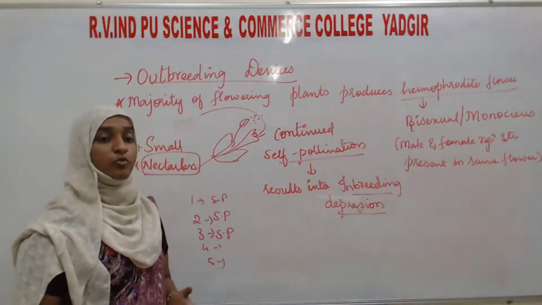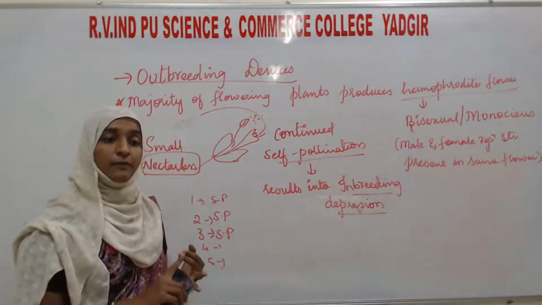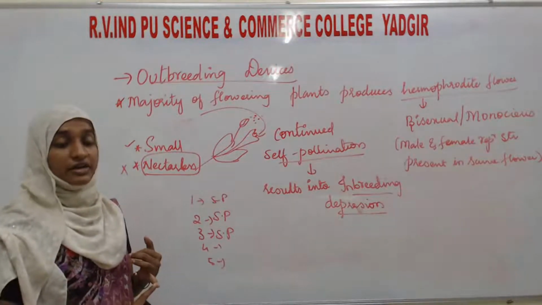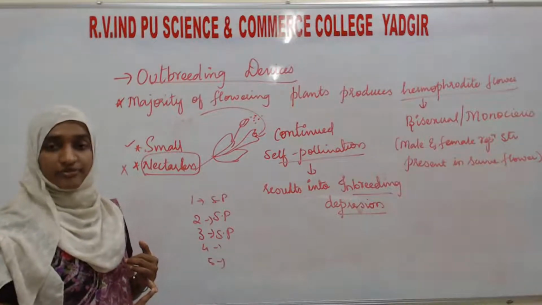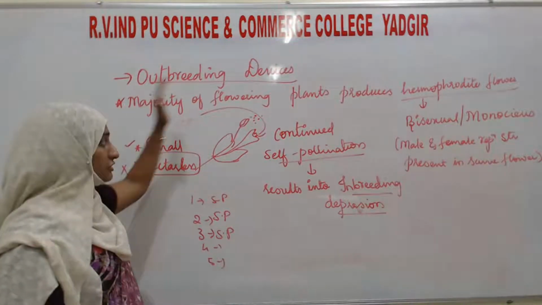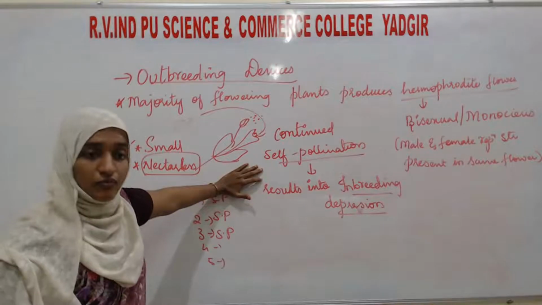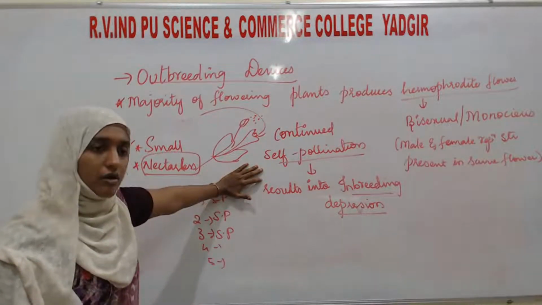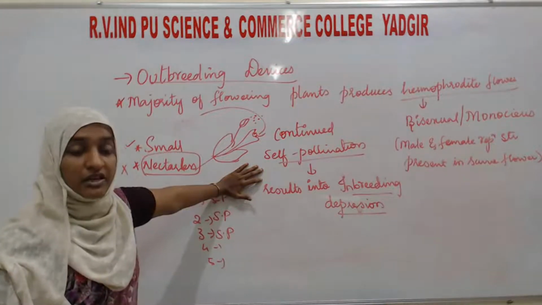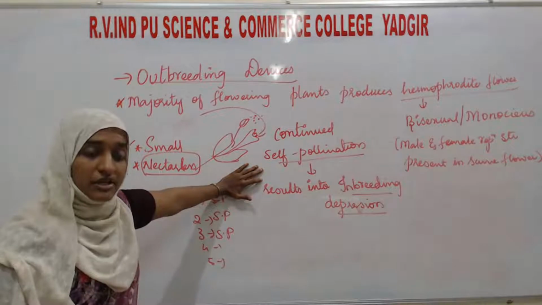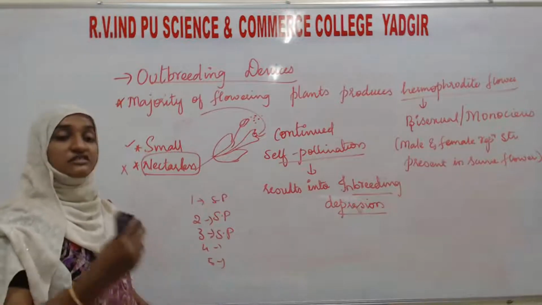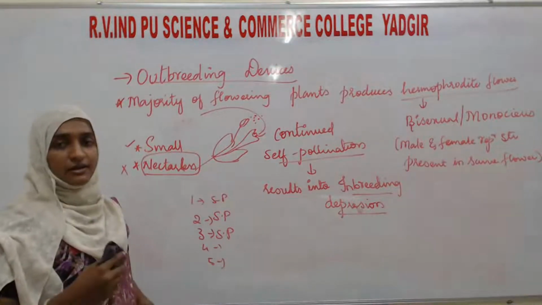We want what? Cross-pollination. Cross-pollination has some advantages, such as it will result in variations. Variation means changes, because pollen grains from some other flower are going to pollinate some other flower of the same plant or of a different plant, due to which there will be changes in genes. There will be recombination of genes. If recombination of genes takes place, then there will be changes in the genes. Changes in the genes will result in the variation.